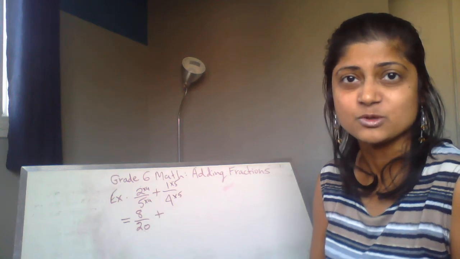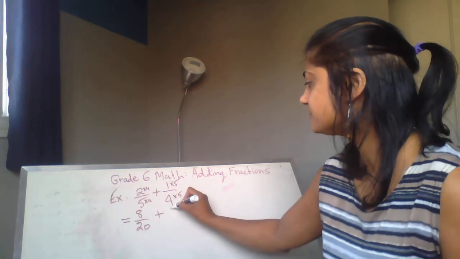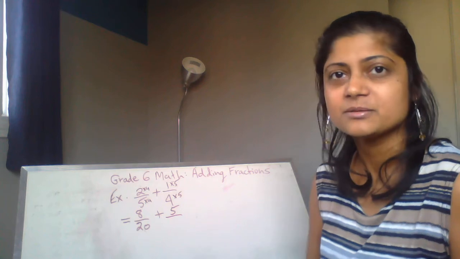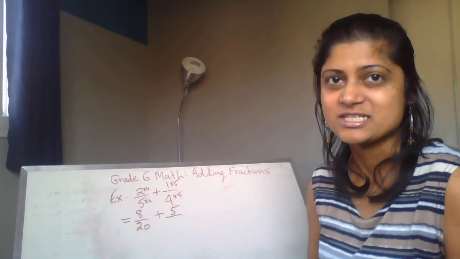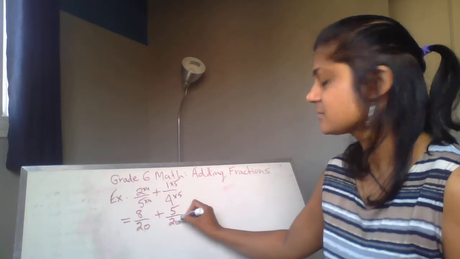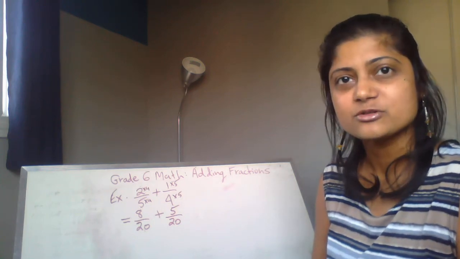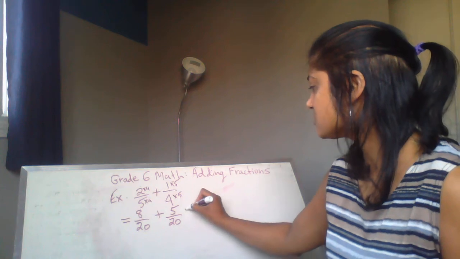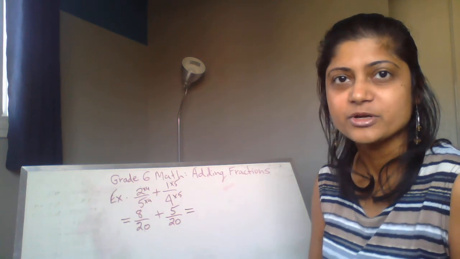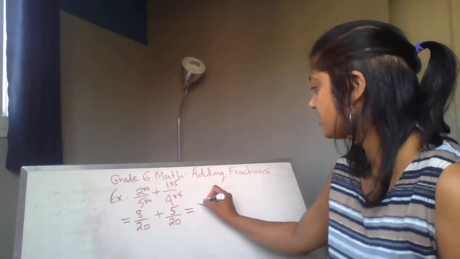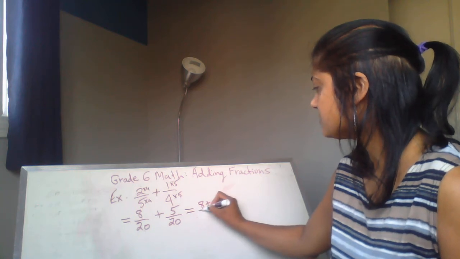On the top, I'm doing 1 times 5, which is 5. And on the bottom, I'm doing 4 times 5, which is 20. Okay, so again, I notice one more time here, okay? The denominators are the same. And what I'm going to do is add the numerators together, okay? So I'm going to write it out just so we remember the steps.